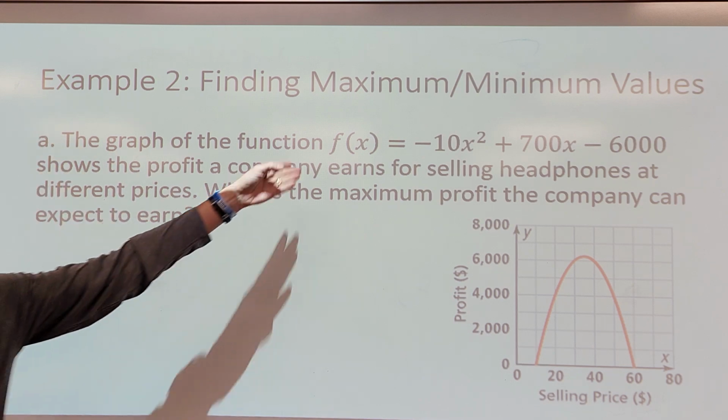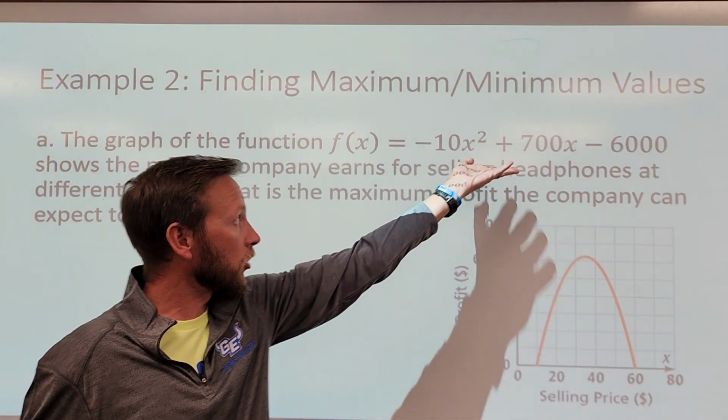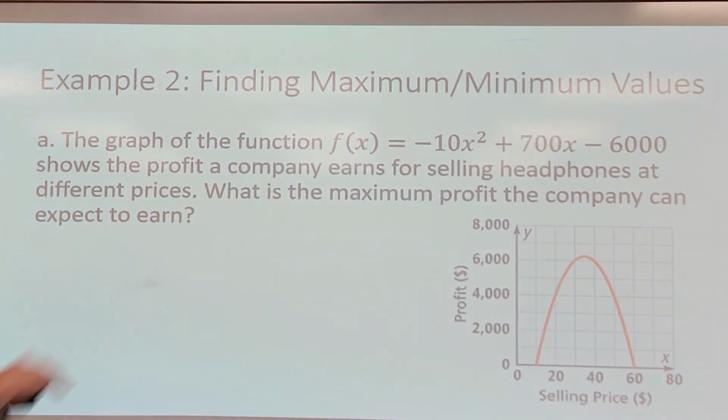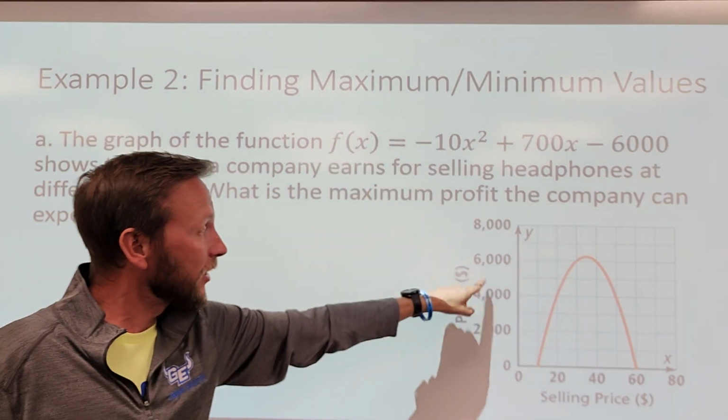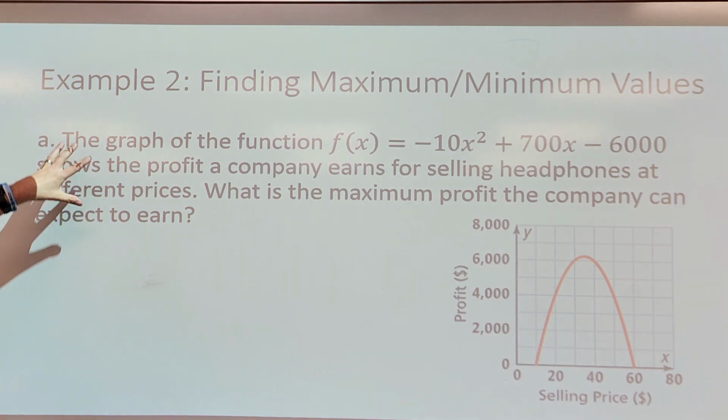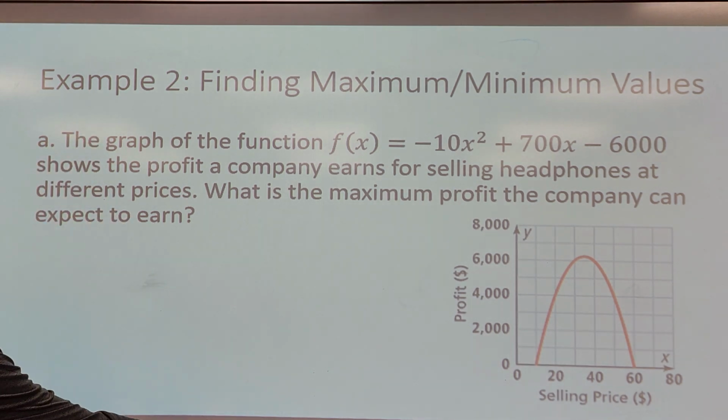So the graph is based off of this function, which is kind of crazy, right? It's a lot. Those are big numbers. Oh my gosh, what are we doing? Obviously, we want to sell for a certain amount of dollars. We want to make a certain amount of thousands of dollars of profit. Woohoo! So what's the maximum profit that they can earn?